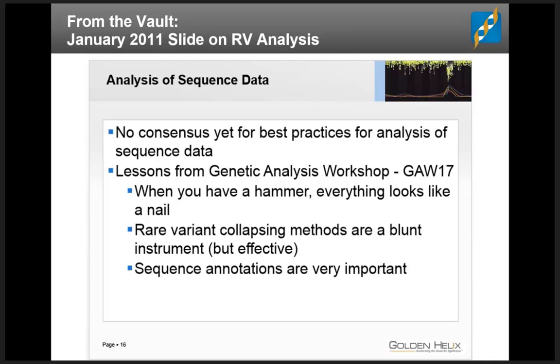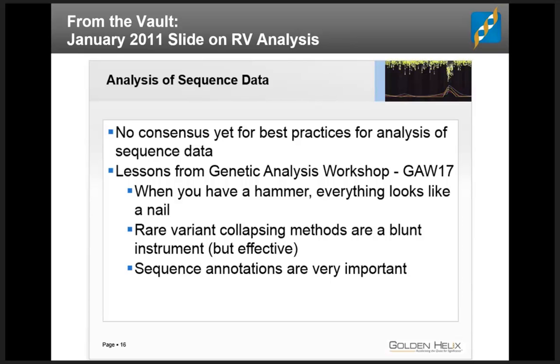And at GAW17, it was one of the first times that the workshop used a data set that was based on rare variant analysis in a large group of samples. And the lesson that I observed from attending, and that was in the fall of 2010, is that when you have a hammer, everything looks like a nail. And what we meant by that was that at the time, people who had a lot of experience in GWAS were looking at this rare variant data and trying to find ways to shoehorn the data to fit the models that they were used to with GWAS. And it didn't always work out very well.